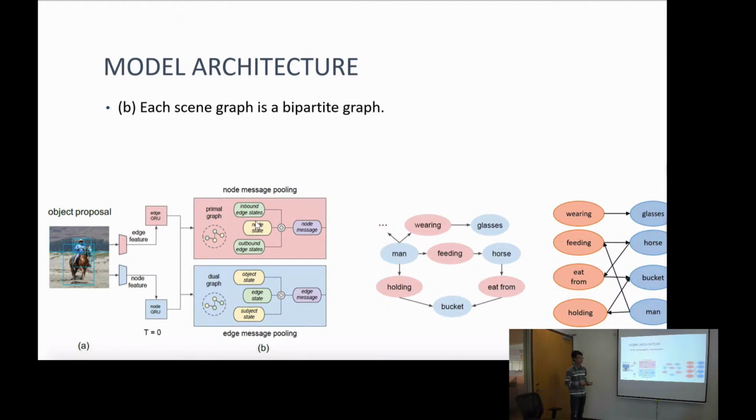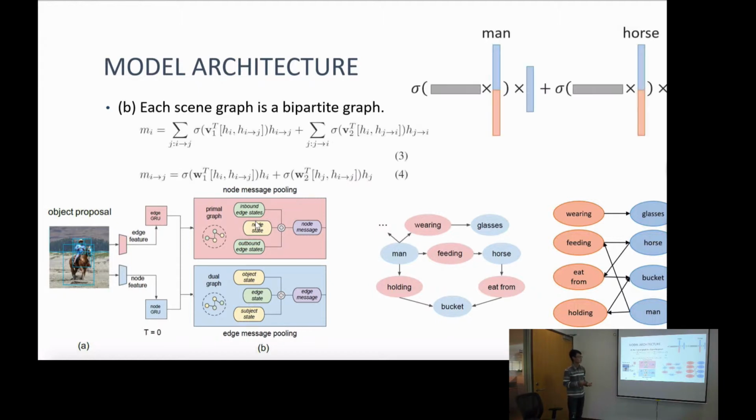message pooling process. So what is message pooling? I take feeding as an example. If you want to learn the representation of feeding, then feeding must have two arrows, the input arrow and output arrow. So for the input arrow, man, output arrow, horse. So we would like to learn the representation of feeding. So how do we learn?